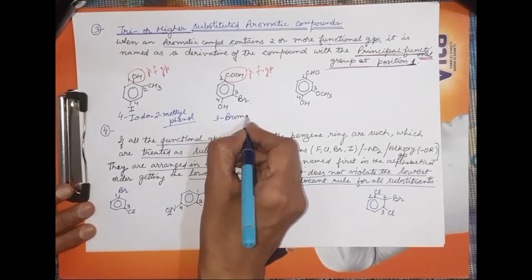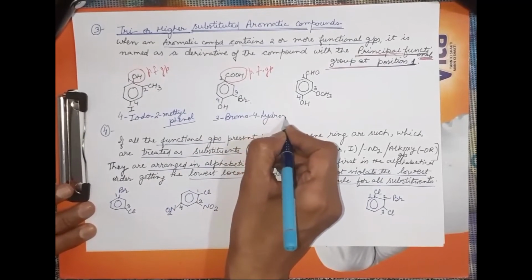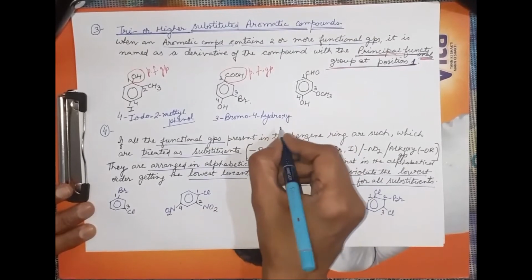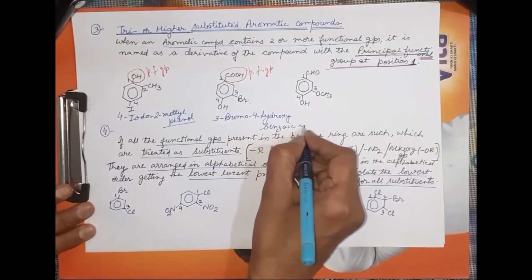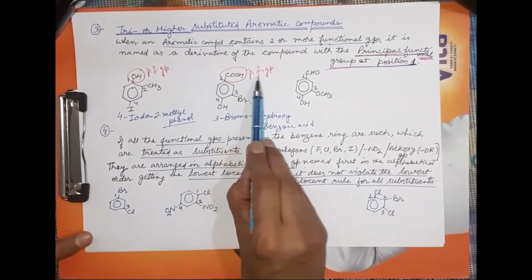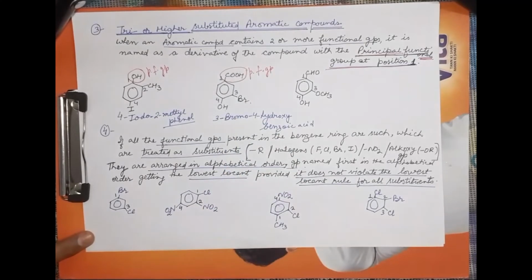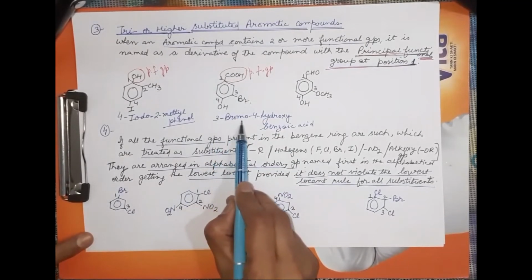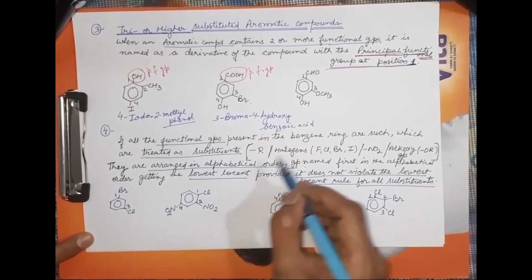3-bromo, 4-hydroxy benzoic acid. This will be the name. So COH group is the principal functional group. Br and OH are the substituents. So 3-bromo, 4-hydroxy benzoic acid. This will be the name.